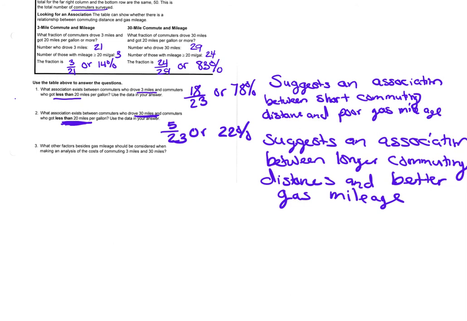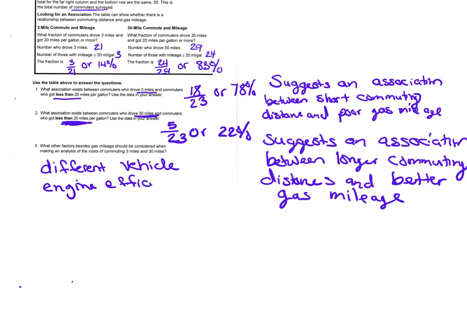The last question says, what other factors besides gas mileage should be considered when making an analysis of costs of commuting 3 miles and 30 miles? Okay, so there's many different things you can talk about. First of all, you might not be driving the same vehicle, right? So maybe I'm driving a pickup and someone else is driving a car. So you'd have to know what kind of vehicle you're driving. The commute itself doesn't determine gas mileage. A pickup's probably going to get less gas mileage than a car, right? Maybe the engine efficiency.